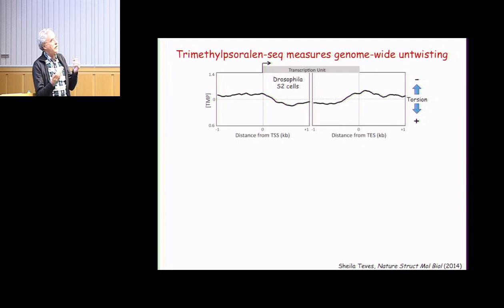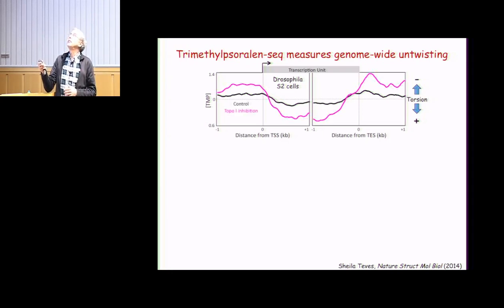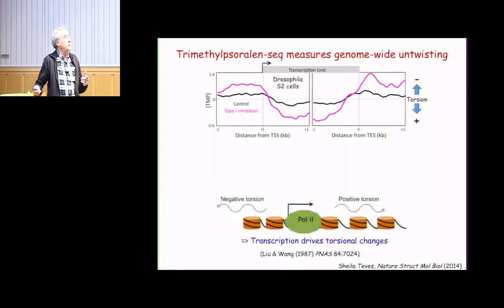So to test that, we use an inhibitor of topoisomerase 1. Now, Topo1 acts as a swivel to relieve the torsion, so when we inhibit it, we would expect to see increases in torsion in both directions, and that's what we see. There's an increase in negative torsion upstream and downstream, and an increase in positive torsion over the gene bodies. And that confirms the twin supercoiled domain model.